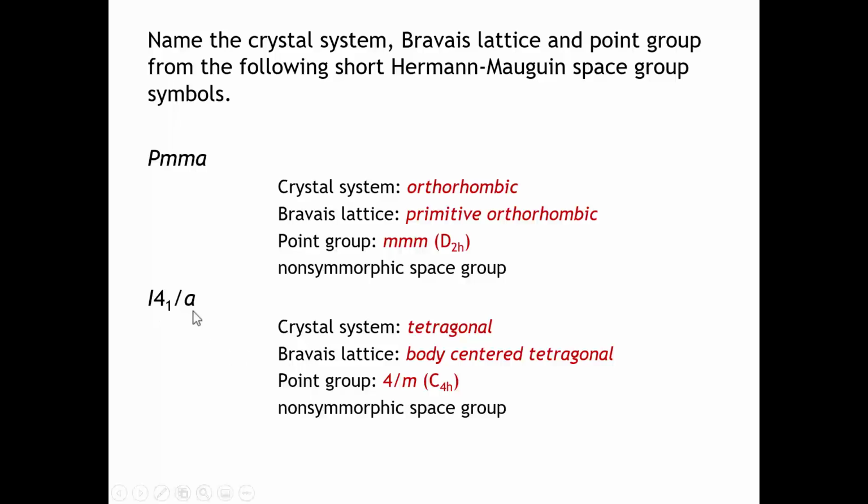And then the point group is, once again, the 4 sub 1 screw becomes a 4-fold. The A glide becomes a mirror. This is point group 4 over M. And because we have both a screw axis and a glide in the name, this is another non-symmorphic space group.